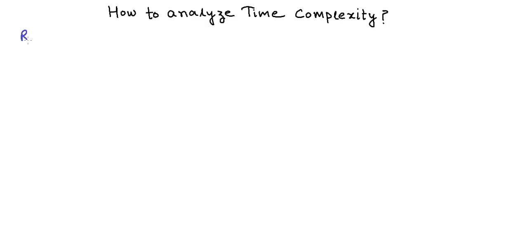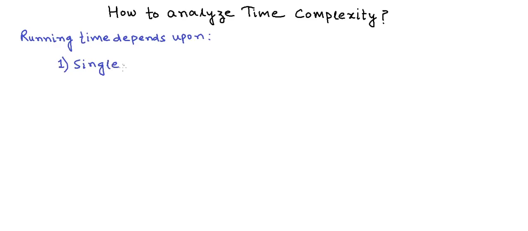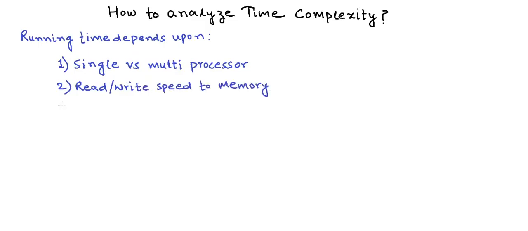So we will say that running time depends upon factors like whether your machine is a single processor machine or a multiple processor machine, and maybe also upon which generation of processor you have. Running time also depends upon what is the read or write speed to memory or disk, because your program may have or will surely have a lot of input output operations.